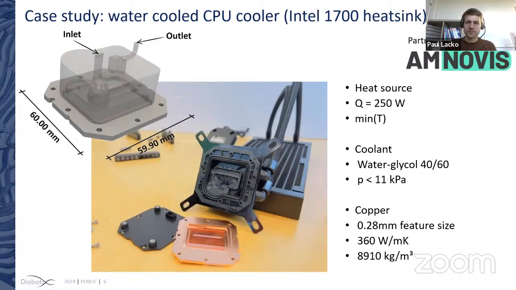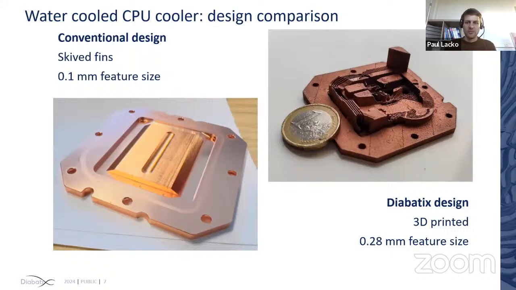The conventional design we compared to was a heatsink consisting of skived fins, and this is visible on the left on the slide. The fins measure 0.1 millimeters in width. This is not just some average performing heatsink, but really one of the best available on the market at the time. In comparison, the 3D printed design we generated based on topology optimization had features down to 0.28 millimeters in size. This value was, of course, determined by the minimum printing resolution.